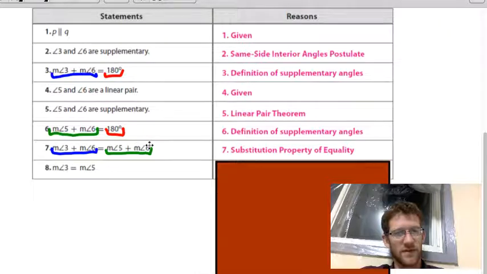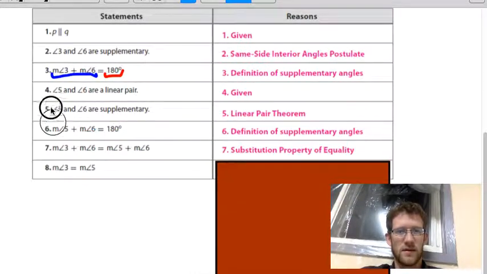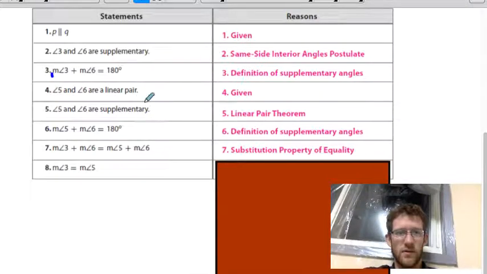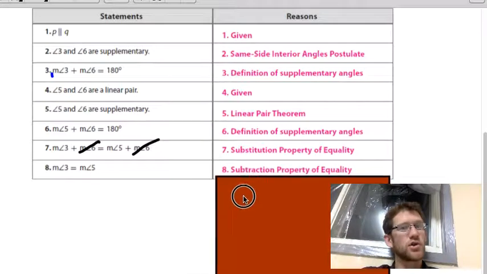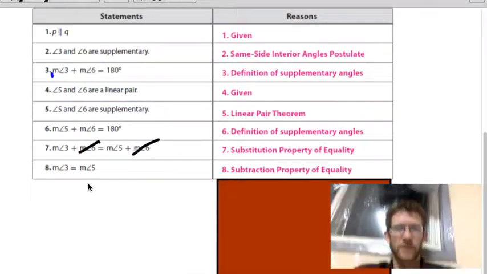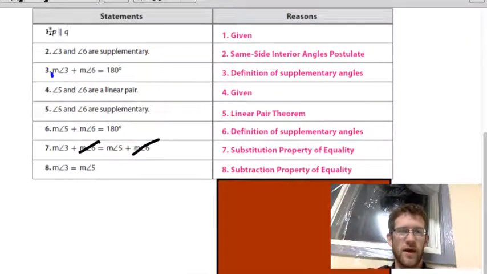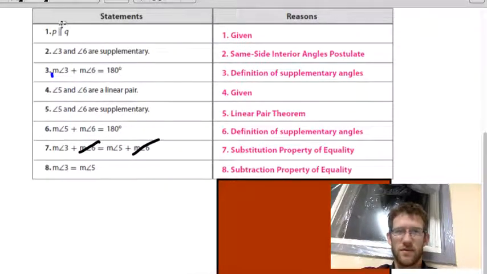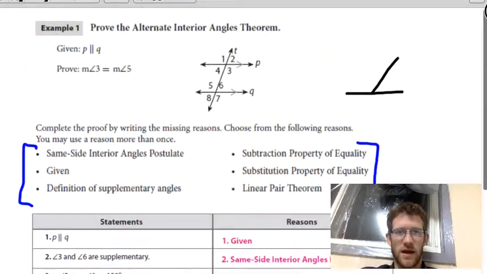measure of angle 5 plus measure of angle 6, what allows us, let me erase these, what allows us to just say, oh, let's get rid of both of these 6's here? Well, that's the subtraction property of equality. Cool. So that allowed us to go all the way from saying just that these things are parallel, using all of our properties, one more given here, and finally come up with angle 3 being equal to angle 5. Cool. We have proven the alternate interior angles theorem.